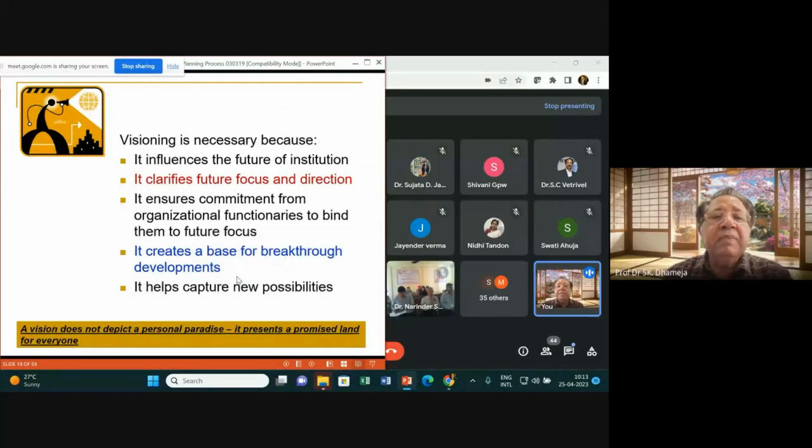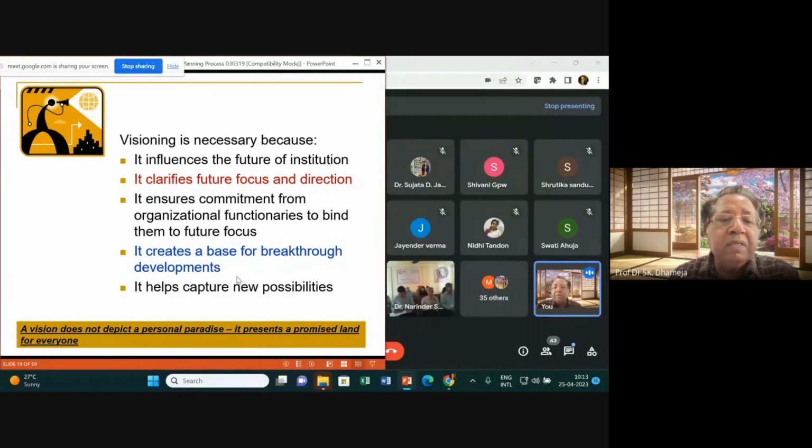Visioning is necessary because it influences the future of the institution. It clarifies the future focus and the direction. It ensures commitment from the organization functionaries to bind them into the future focus. Because when you have this visioning exercise, everybody is involved, including the chief executive. So they have a stake because they're a part of the process. They have something at stake. Now they cannot shove the responsibility later. So involve all the key stakeholders. It creates a base for breakthrough developments. It helps capture the new possibilities.